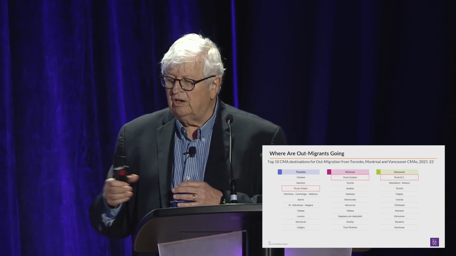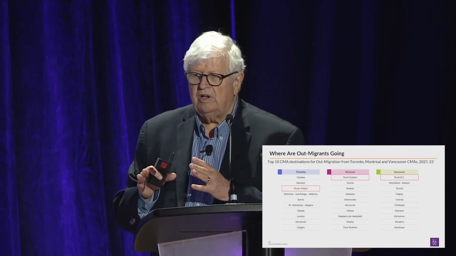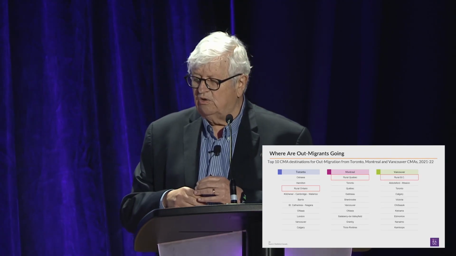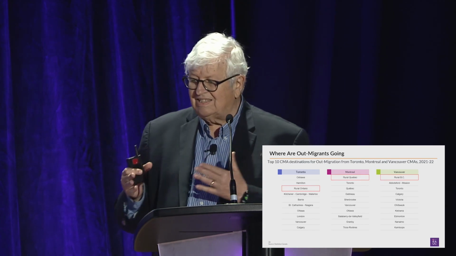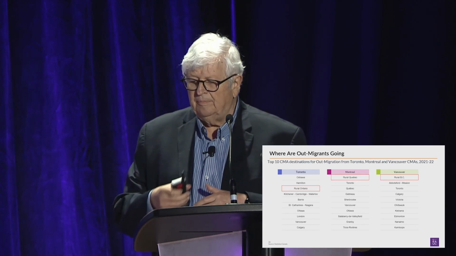Similarly, in Vancouver, rural BC was the #1 area for migration out of Vancouver, many down in the Fraser Valley, over in the Okanagan, etc., the other cities coming in.